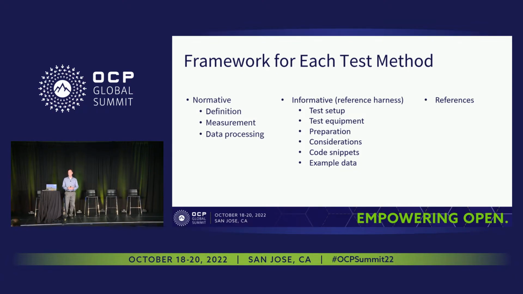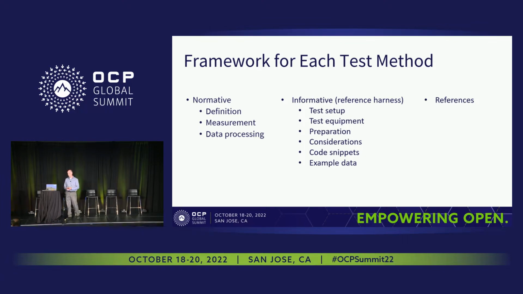Each test method will have a normative and an informative section. The normative section would be requirements. So we have to converge on a standard definition, how we're going to measure it, and if there's any post-processing of the measurement data. The normative part is the requirements you have to go through. And then the informative part is an example of how somebody could do that, so it gives a lot more detail. The normative only goes through the very specific steps you have to do in order to have apples-to-apples comparison data. It doesn't spell out every detail, whereas the informative section does spell out quite significantly a lot of details, and I'll show you an example of that in a minute.